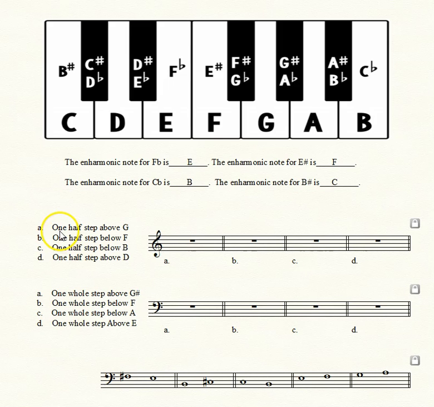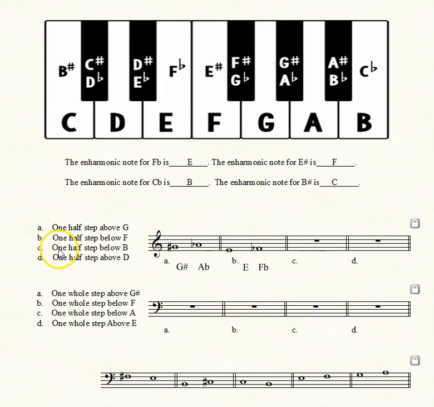Let's go. For A, we see a half step above G. So let's look at our chart. Here we have G and we want a half step above. So we go up one key to the right. Our two enharmonic notes are G sharp and A flat. Let's add this right here. Our next two enharmonic notes can be found one half step below F. So we'll go to F, go one key to the left. Our enharmonic notes are E and F flat. Let's add that down here.